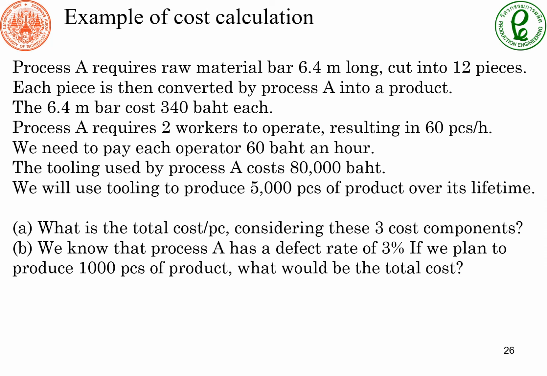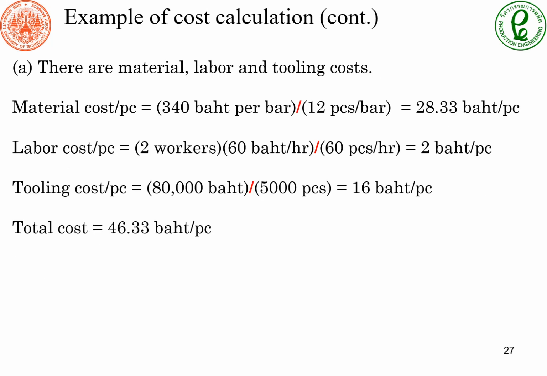If we know that process A has a defect rate of 3%, and we plan to produce 1,000 pieces of product, what would be the total cost? So, what exactly are the three cost components? We need to focus on material, labor, and tooling costs.